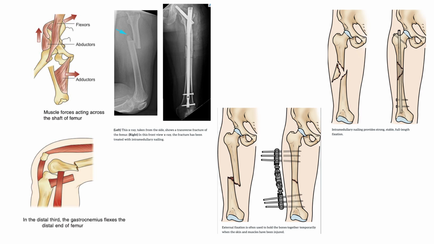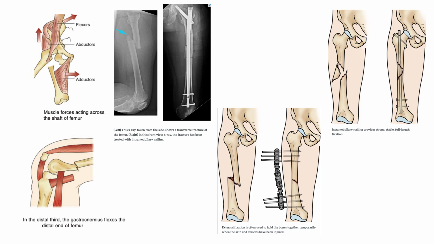And here in the image at the bottom, external fixation is often used to hold the bones together temporarily when the skin and the muscle have been injured. And also for intramedullary nailing, that is the image on the top right. Currently the method which most surgeons use for the treatment of femoral shaft fractures is IM nailing, that is intramedullary nailing. During this procedure, a specially designed metal rod is inserted into the canal of the femur, and the rod passes across the fracture to keep it in position. So this is the image you see here.